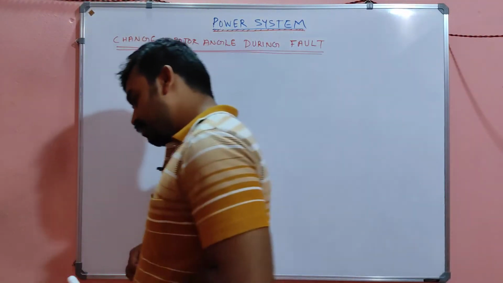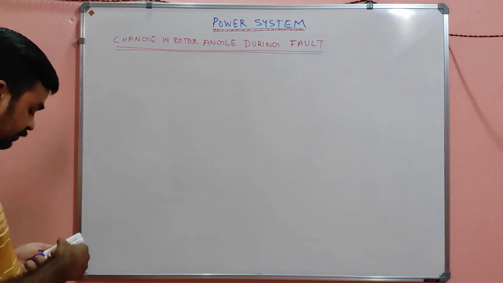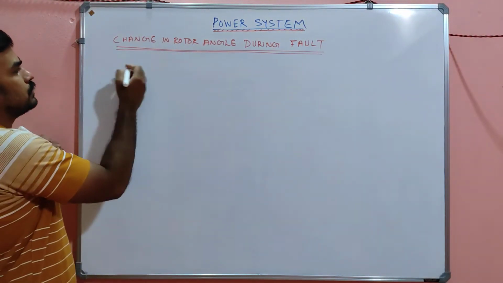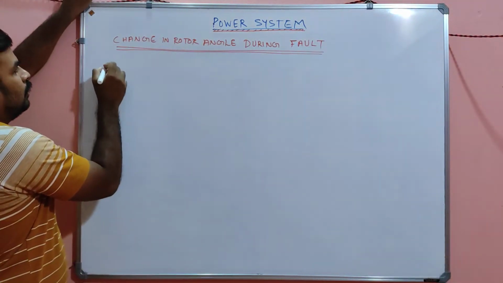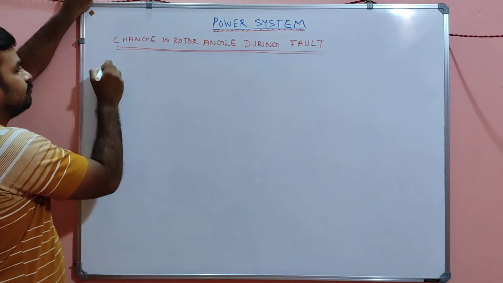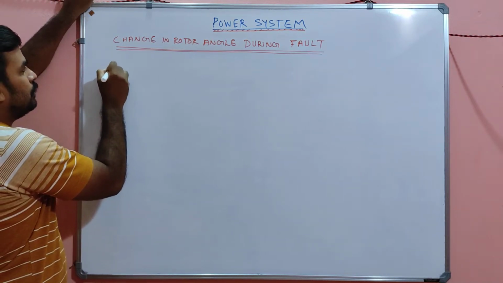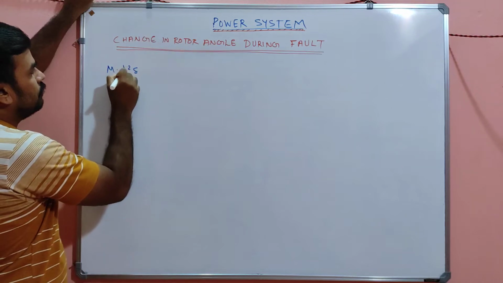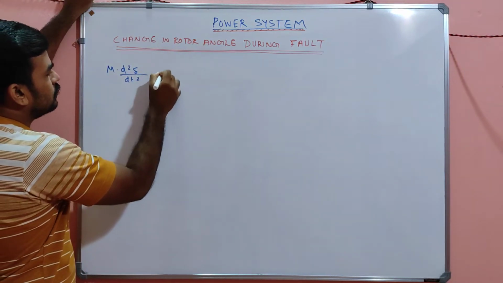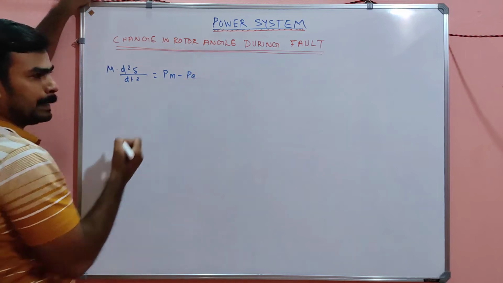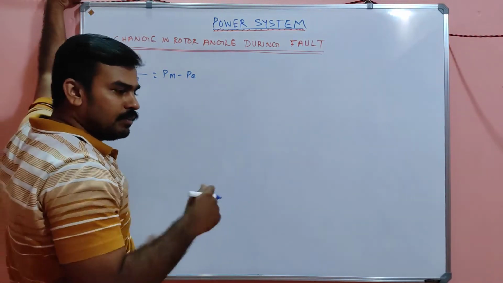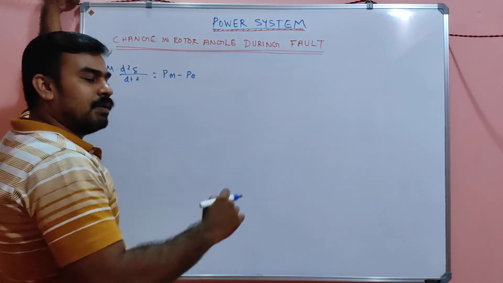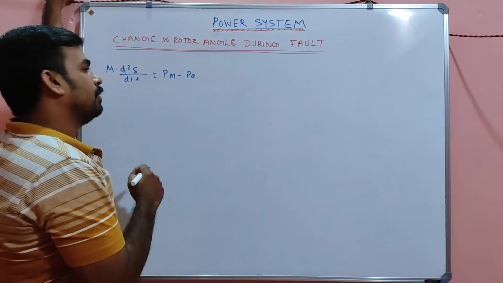See my dear, what is the swing equation? Generalizing the equation, the swing equation normally is M d square delta by dt square is equal to Pm minus P, where Pm is nothing but the mechanical power input or the shaft power, or simply the power we are rotating. P is nothing but the electrical power.